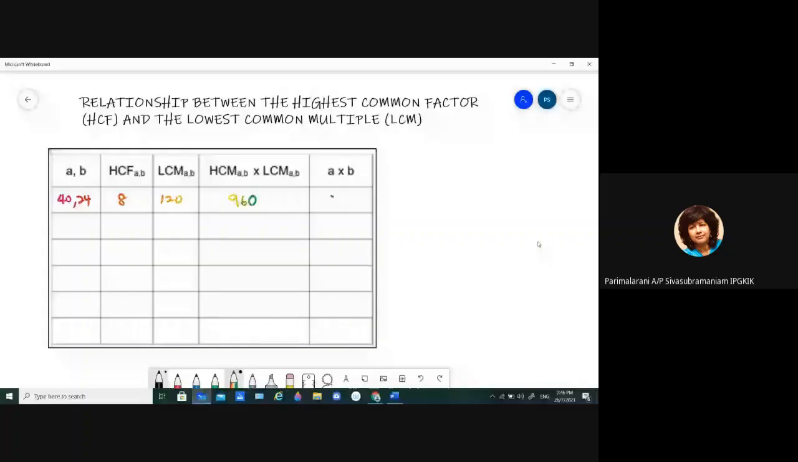So 40 times 24 is also 960. Okay. So supposing I had another two numbers, we did this just now, 60 and 27.